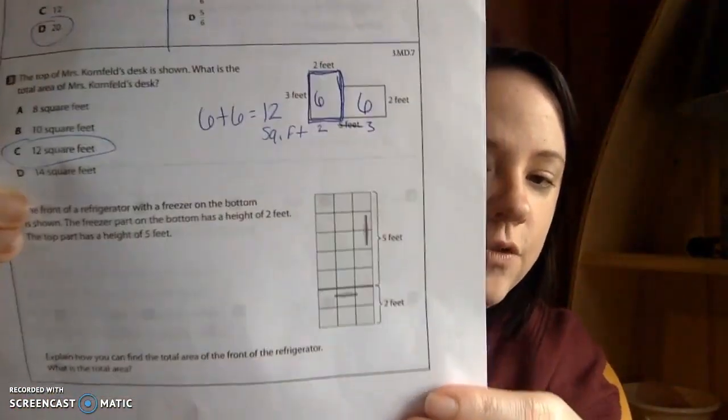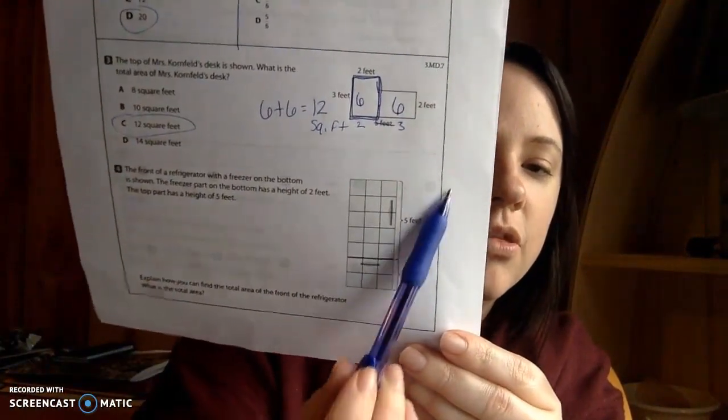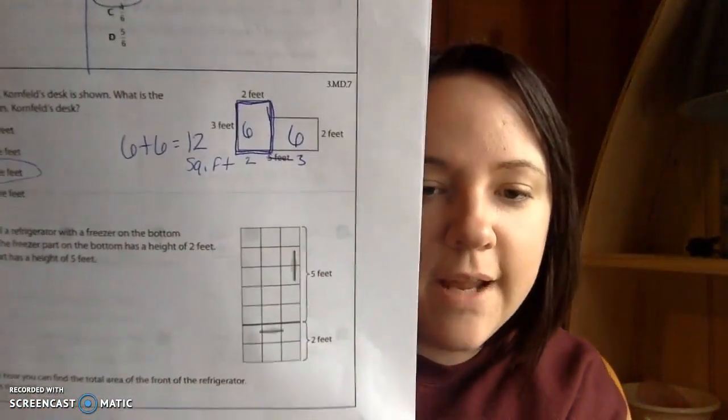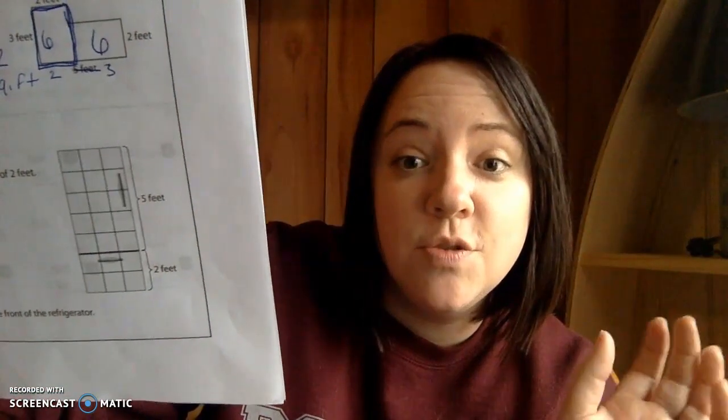Okay, so I'm going to show you the refrigerator. It says 2 feet, 5 feet. Well, now we need to figure out this whole entire side of the refrigerator. How can I do that? Let's look at it. I'll put it up closer for you. If you are saying that you need to do 5 plus 2, you can do that. If you are saying to do them separately like we did up here and do them 2 different rectangles, we can do that too. So I think I might start out doing it with 2 separate rectangles.